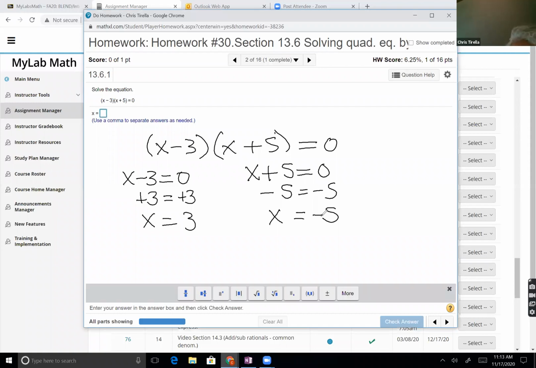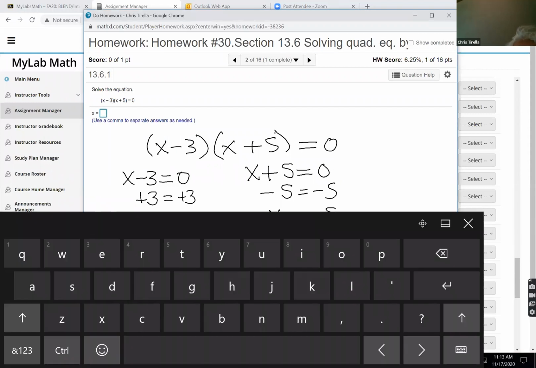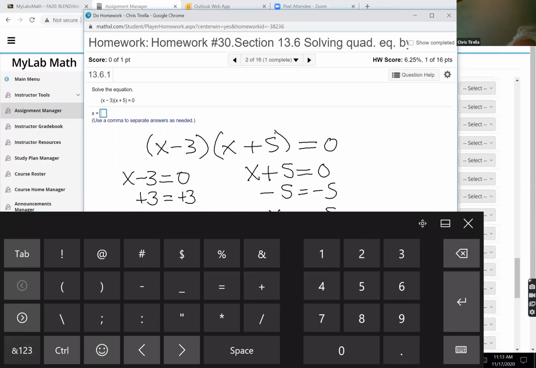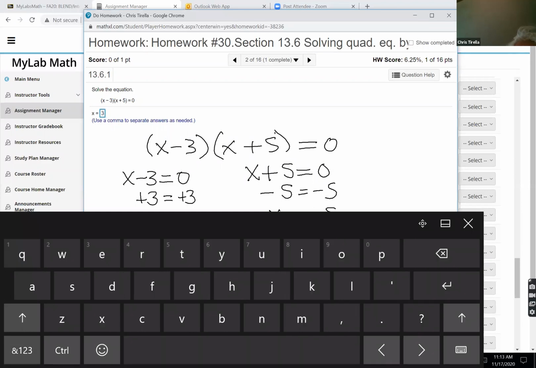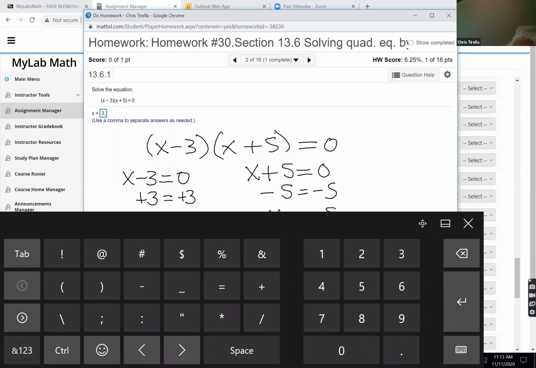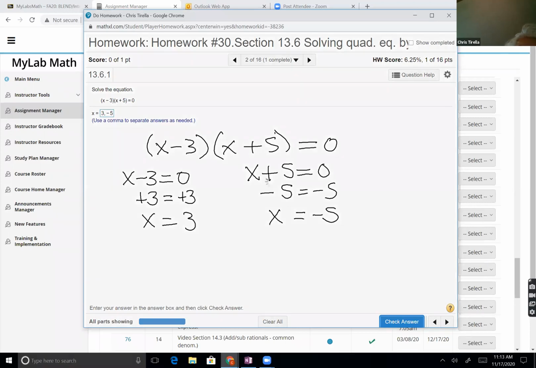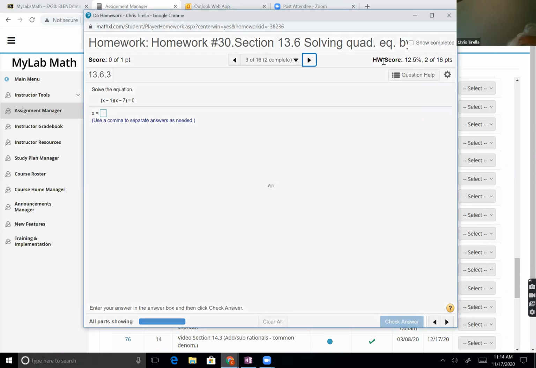And so our solutions here, because there are two factors, we'll have two solutions. One is 3, and the other is -5. How is that one? Okay. Then the next one is similar. It's factored already. You just set each factor to 0. This one is also similar.